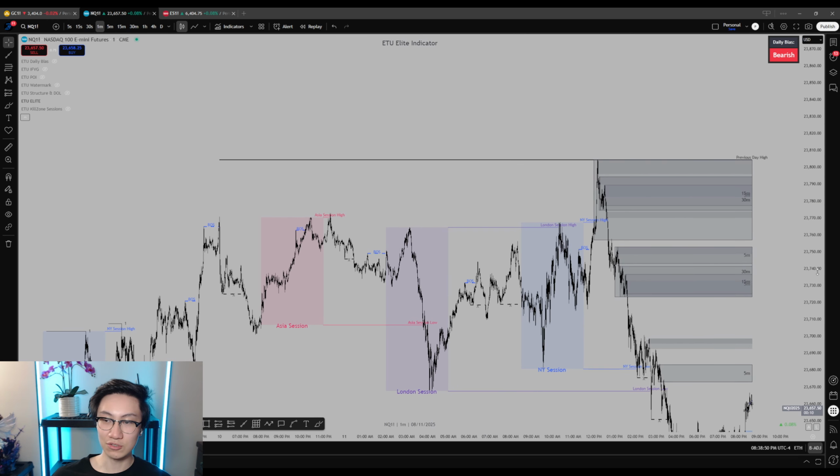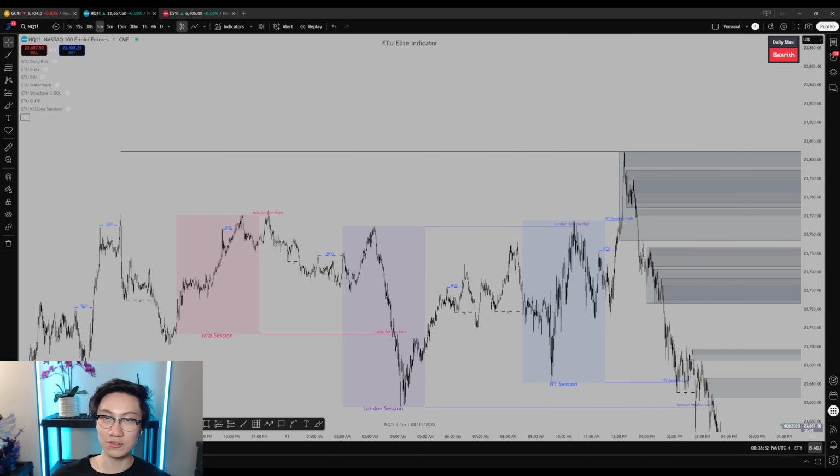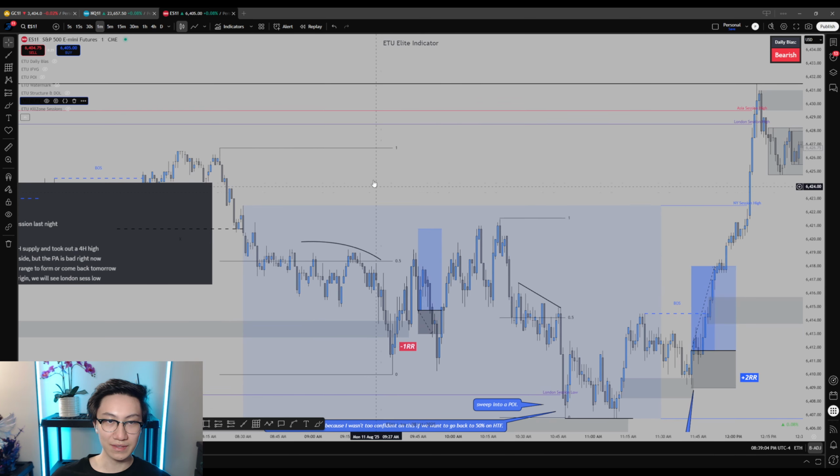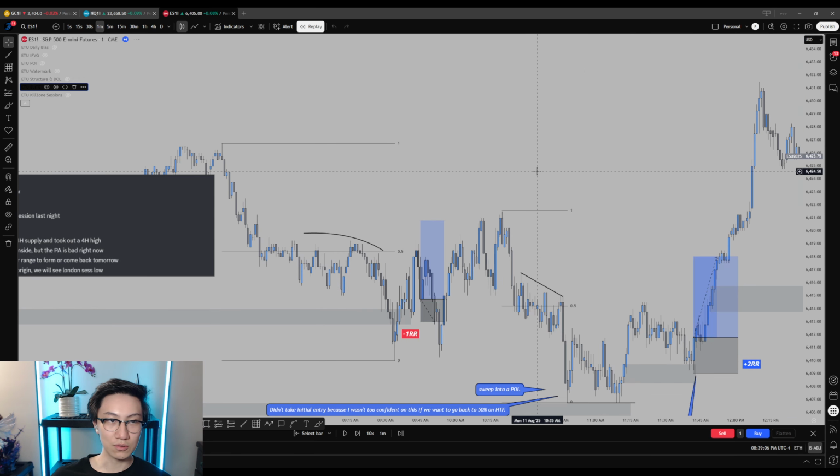Again, session highs and lows are also key and vital, hence why I also have them with the indicators I coded, because I use them. So you can see we took out London session high. That's why price on ES actually reversed at that exact second. NQ took that out. So we had an SMT there, but even then, without the SMT, look what happens.